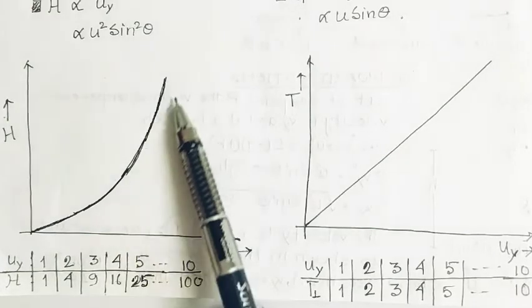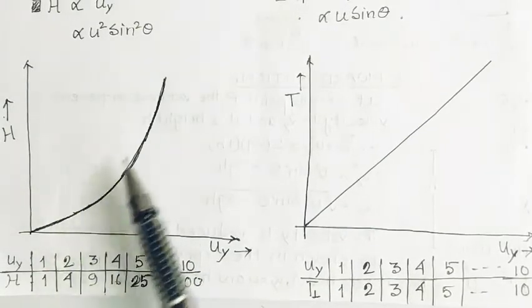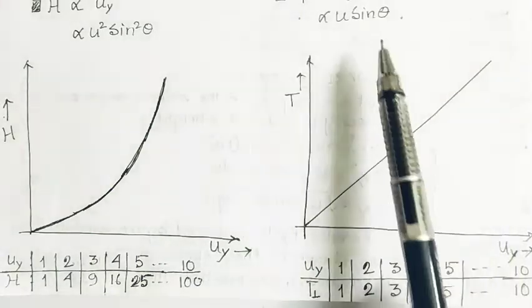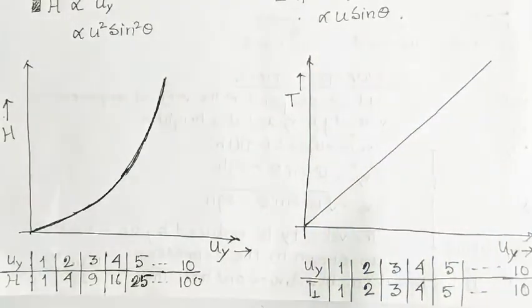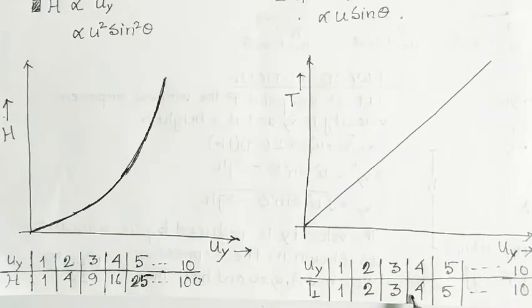So the plot of H versus uy should look like this. But in case of the time of ascent, it is proportional to u sin theta or uy. So if uy is increased to twice, t1 will be increased to twice. If uy is increased to thrice, then t1 will be increased to thrice. If uy is increased to 10 times, t1 will be increased to 10 times. So it is a linear variation.